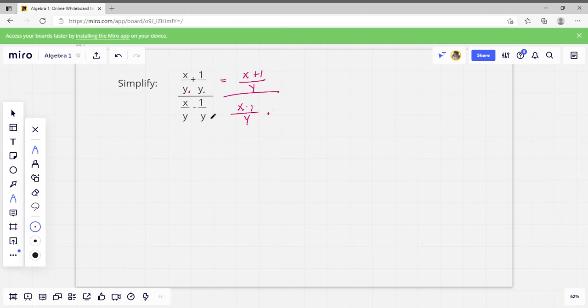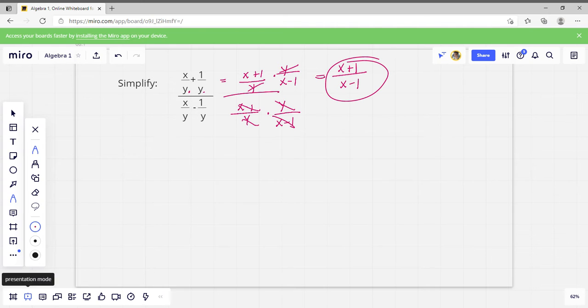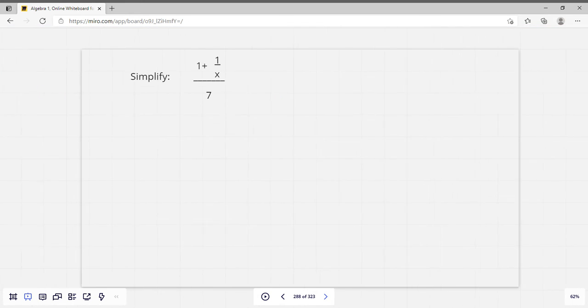Now we have to flip this bottom one over x minus 1, and then do the same on the top. Okay, these cancel, these y's cancel, and we get x plus 1 over x minus 1. So that's the answer to that one. All right, let's do another one.